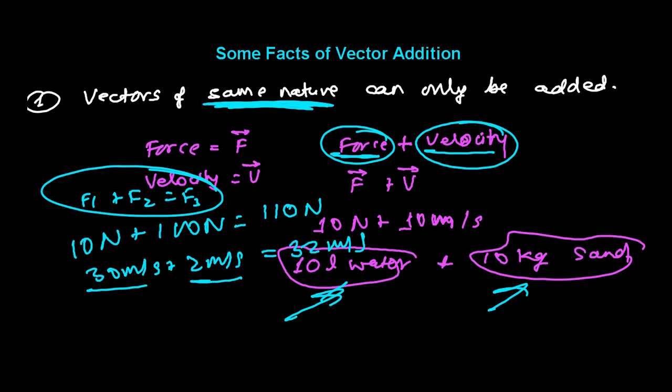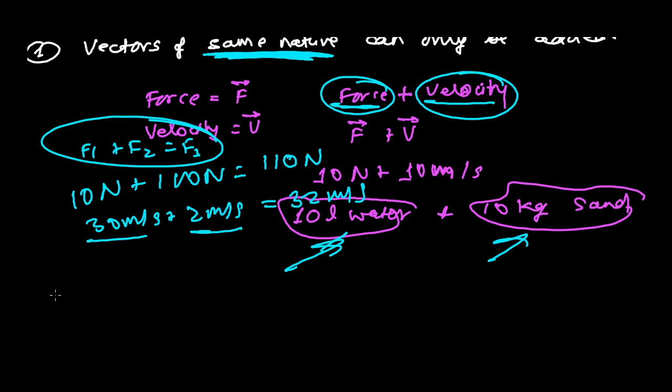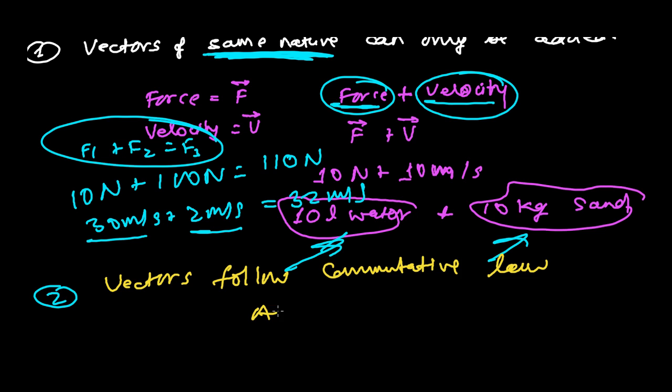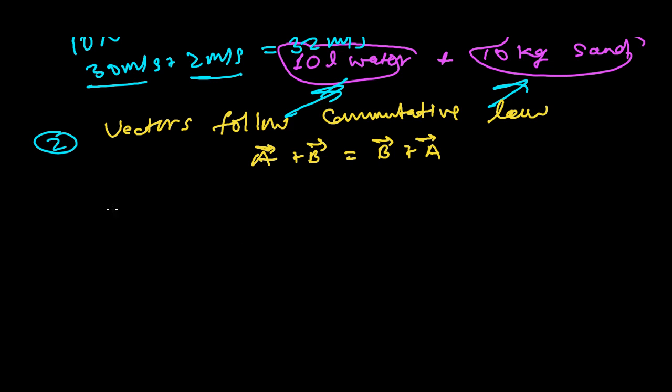And the second one: vectors follow the commutative rule. Keep that in mind. I mean to say, vector A plus vector B is equal to vector B plus vector A. This can be easily proved. You can easily prove this.